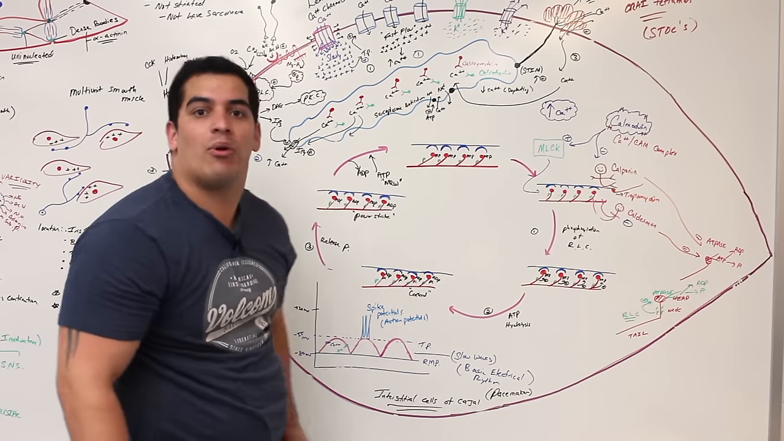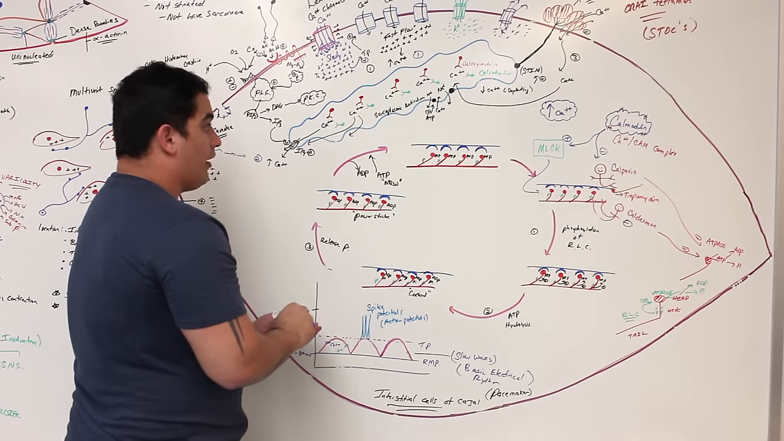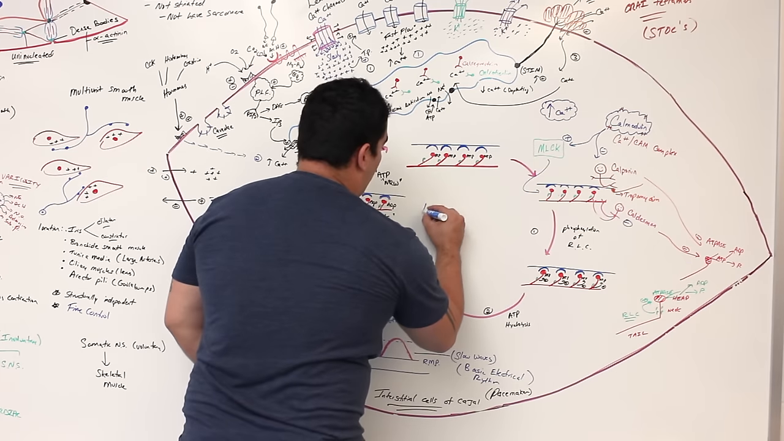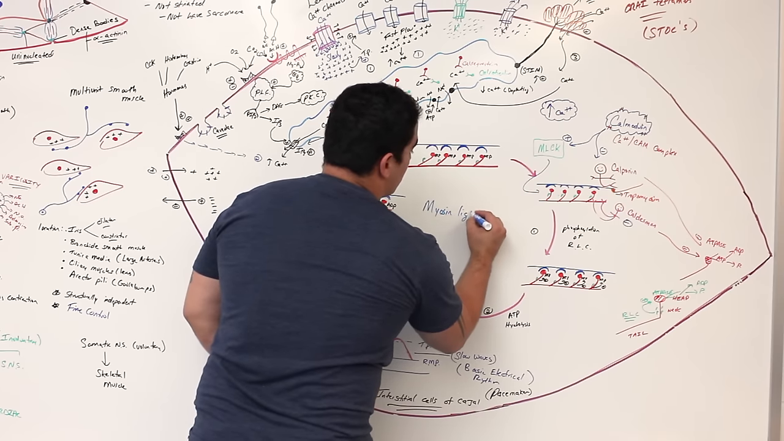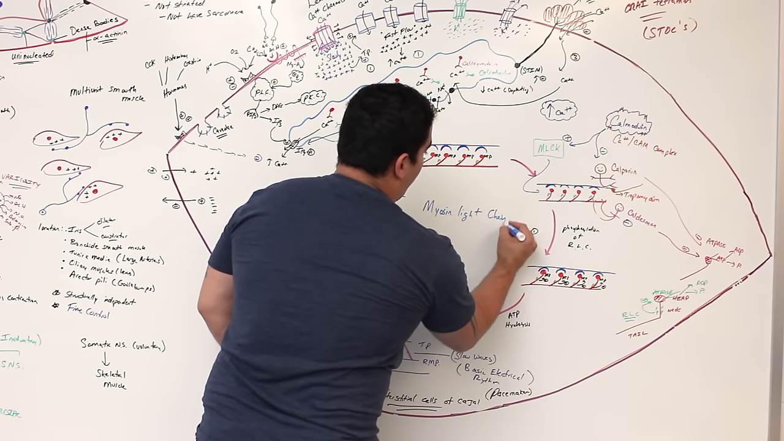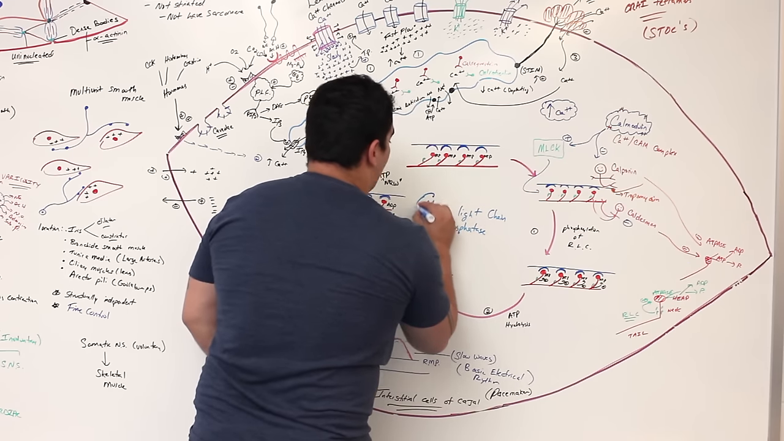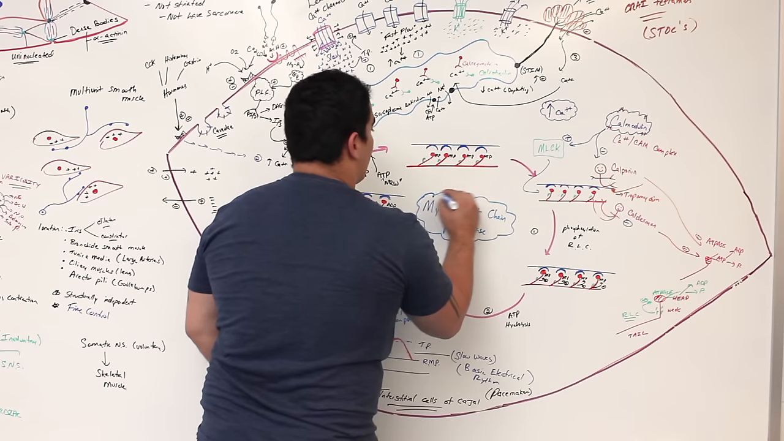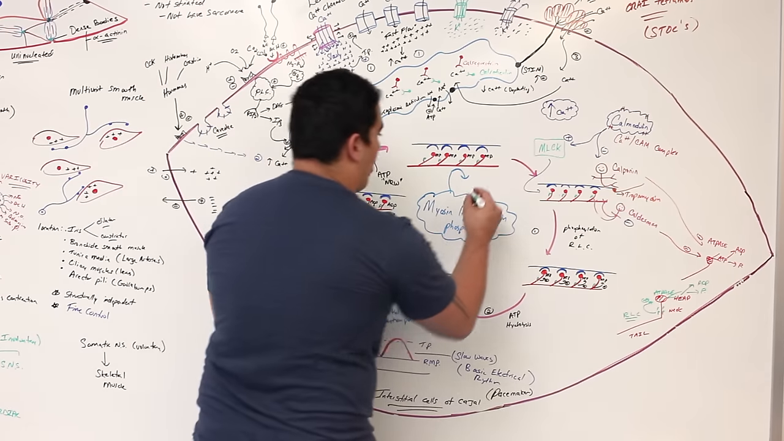What if I want to stop? What if I want to relax the smooth muscle? Guess who comes to the rescue? There's another enzyme, which is called myosin light chain phosphatase. And this myosin light chain phosphatase, what he's going to do is come over here and remove those phosphates. He's going to get those phosphates off.